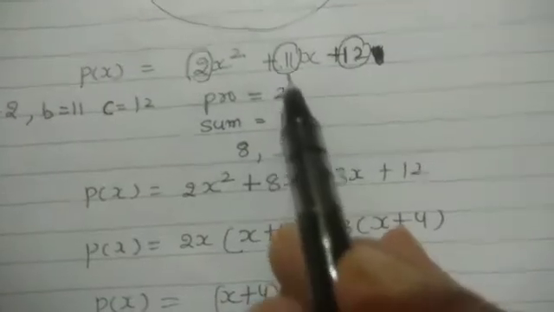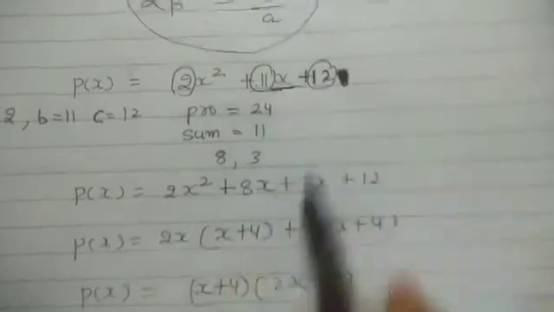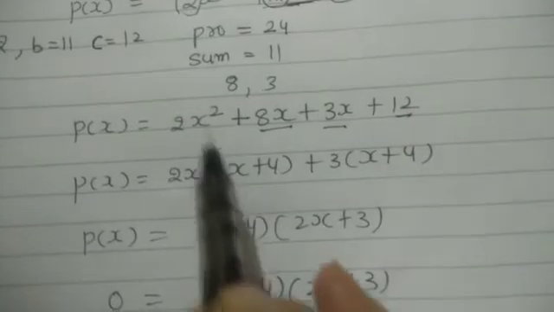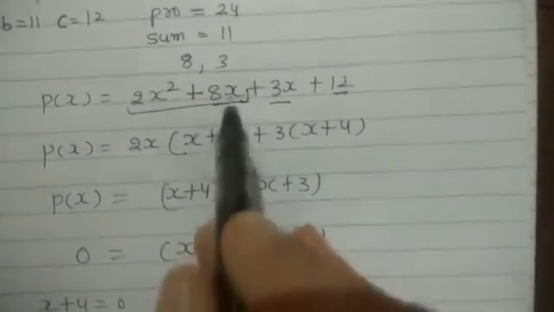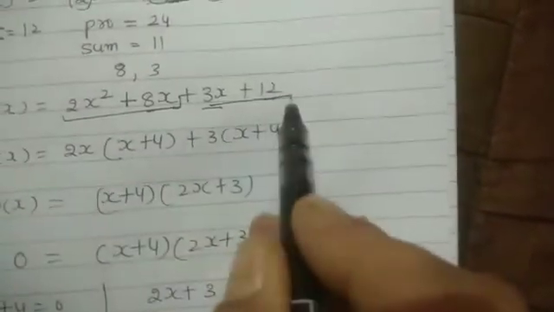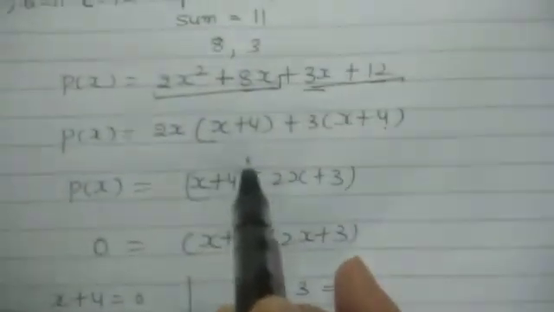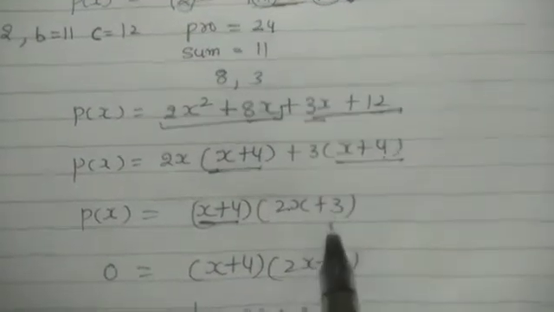Now we will split the middle term. 2x square plus, now we will split this 11x into 8x plus 3x, plus 12. From the first two terms we will take 2x common: 2x into x plus 4, which gives 8x. Similarly in the last two terms 3 will be common: 3 into x plus 4, which gives 12. Now x plus 4 is common. Here 2x is left, here 3 is left. So this is the factorized form.